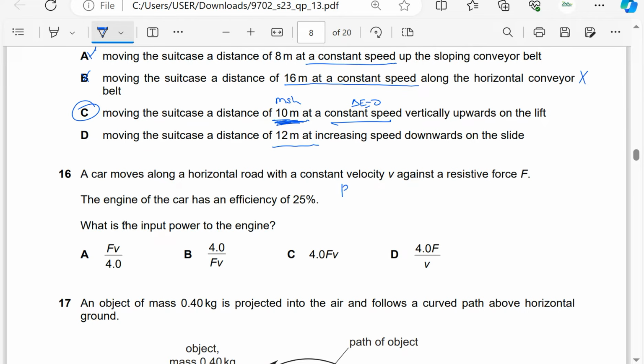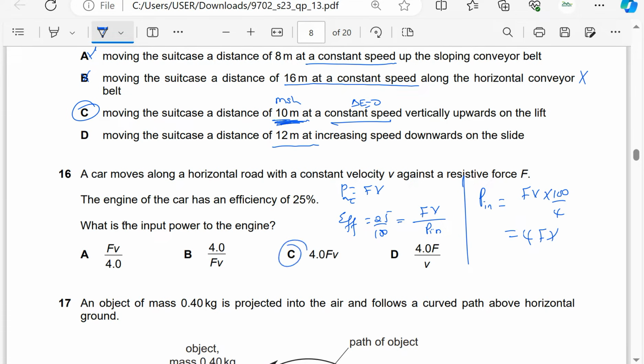So we know that power is equal to force times velocity. Let's first find the output power. So this will be the output power. And then we know that efficiency is 25 over 100. But efficiency is output power, which is F times V, divided by input power, which I'm calling power in. So if I make power in the subject, it is going to be FV times 100 divided by 25, which becomes 4FV. So the answer is C.